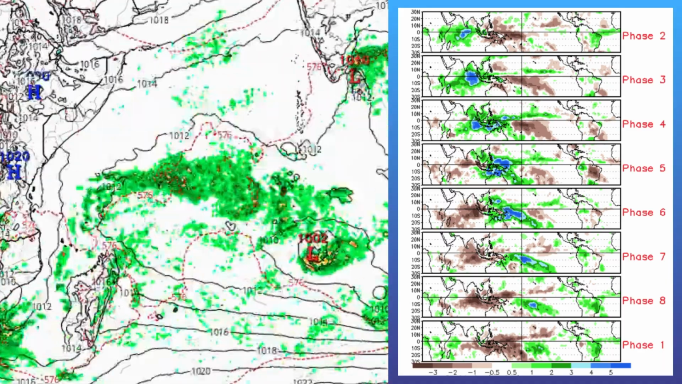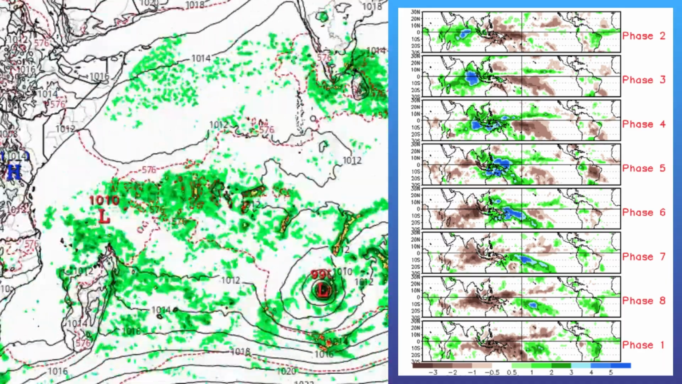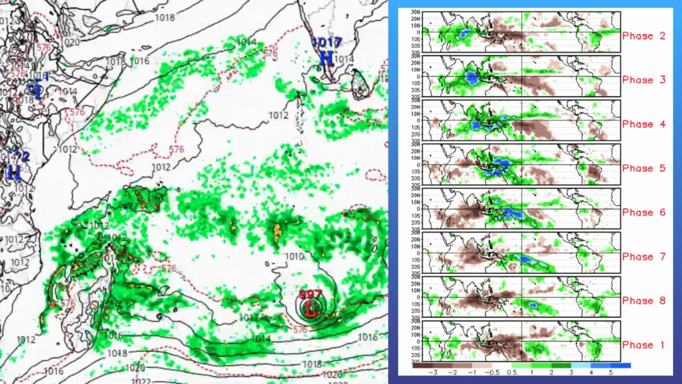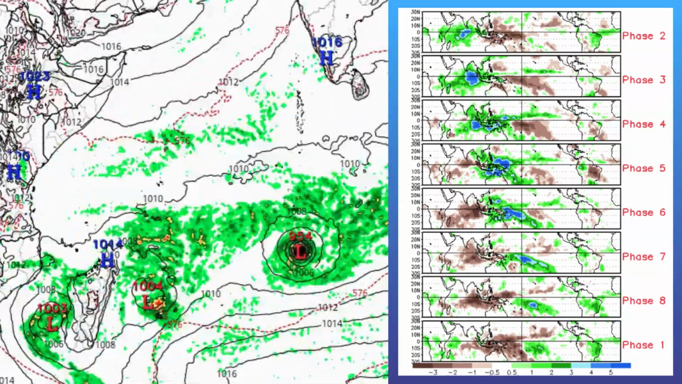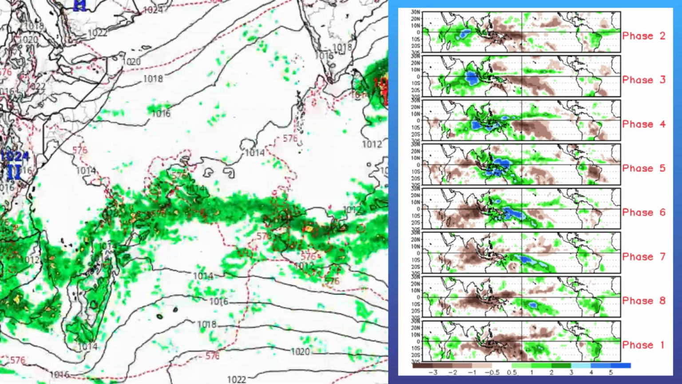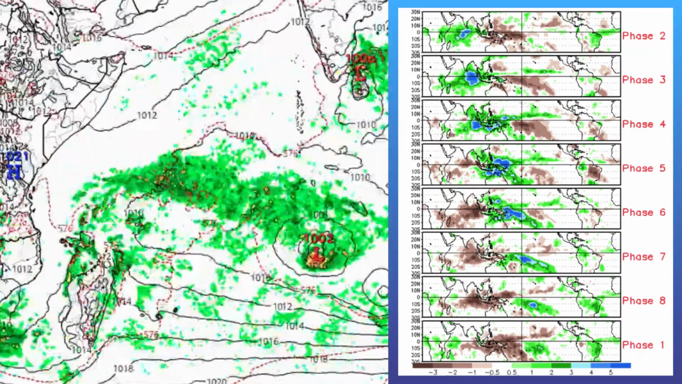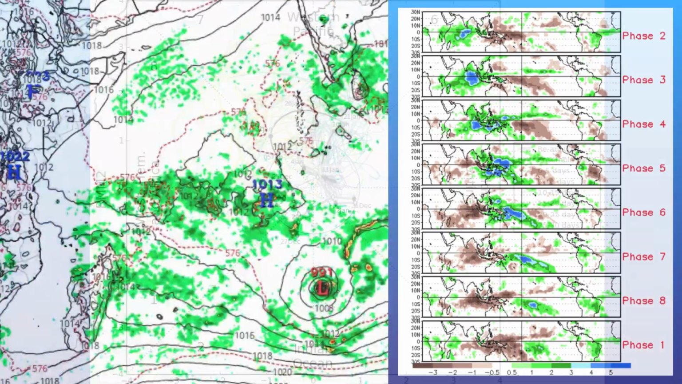Think of the MJO as a massive pulse of rising air and thunderstorms that travels around the equator, taking about 30 to 60 days to complete a full trip around the world. When this pulse moves over a specific ocean basin, it acts as a catalyst, making it much easier for tropical cyclones to form and intensify.